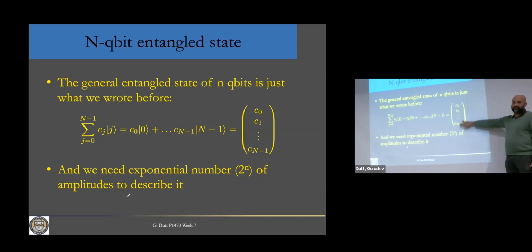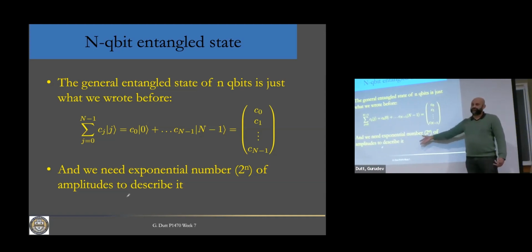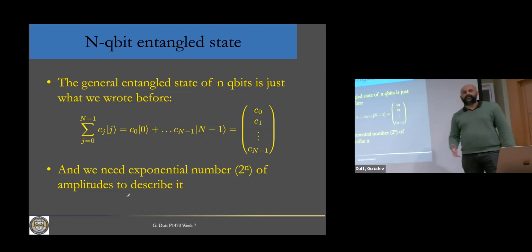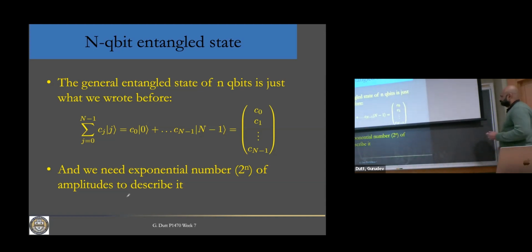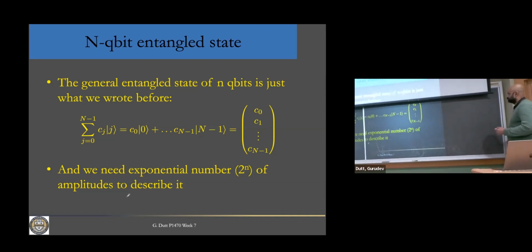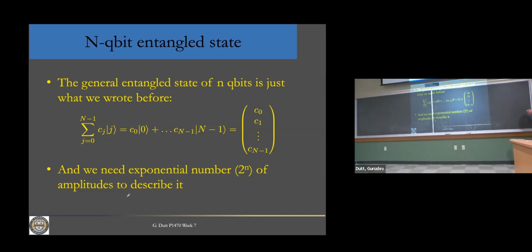And that will be a column vector with C0 up to C(N minus 1), which is 2 to the n amplitudes. We need all 2 to the n amplitudes to describe the most general n-qubit state. We don't know that every entangled state needs it, but certainly for these. Oh, one thing I should point out about this state here. The state 0, 0 plus 1, 1 is a very special state.